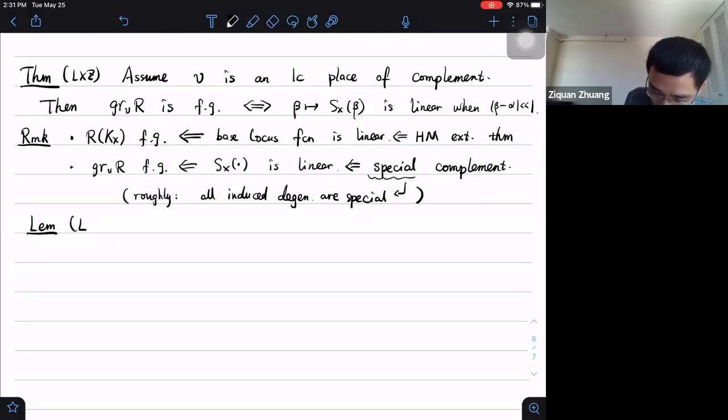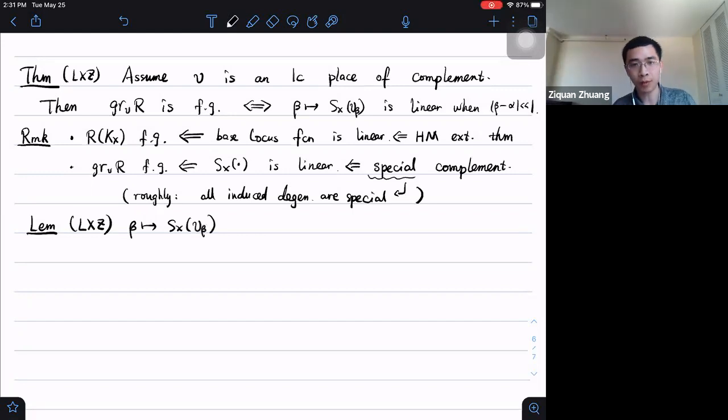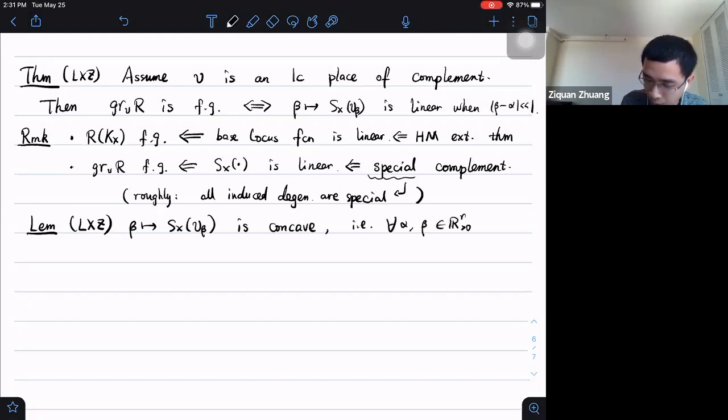Okay, so here's the lemma. Basically this function, I think I should put v beta here. The function that assigns the weight to the Asym variant of the corresponding quasi-monomial valuation is a concave function. In other words, if I choose two different weights, this is what I mean by concave.